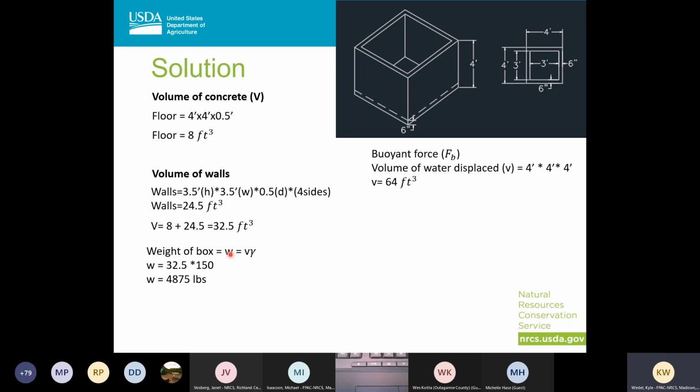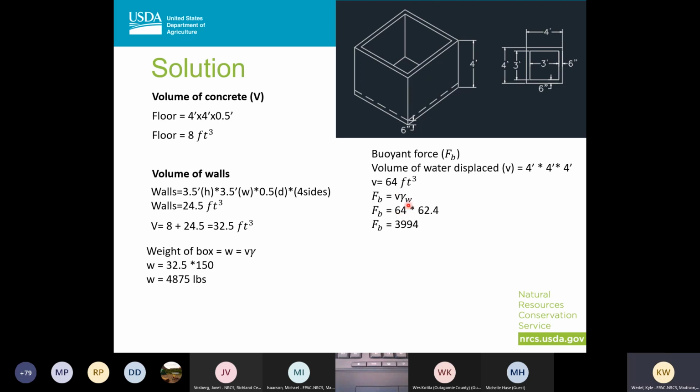In this case, it's just going to be the volume of water displaced. Again, I'm going to calculate it for when the water fills up to the very top, but hasn't overtopped into my structure yet. So I'm going to be 4 feet tall by 4 feet wide and 4 feet in width, and then I'm going to multiply those through. I'm going to get 64 cubic feet.